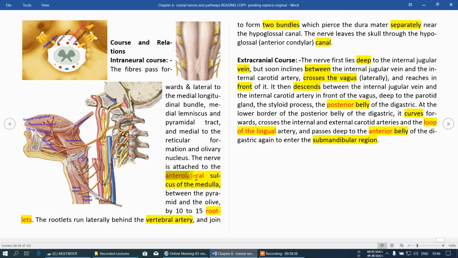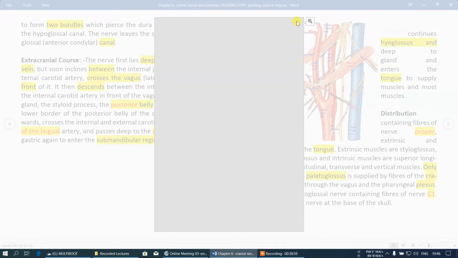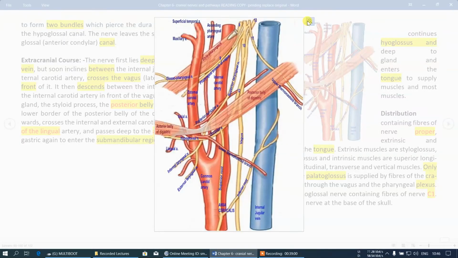So it is emerging from the anterolateral sulcus of the medulla. These rootlets unite to form filaments. There are two bundles which are piercing separate sheaths of dura mater. And in the extracranial course we have seen, this is the extracranial course.